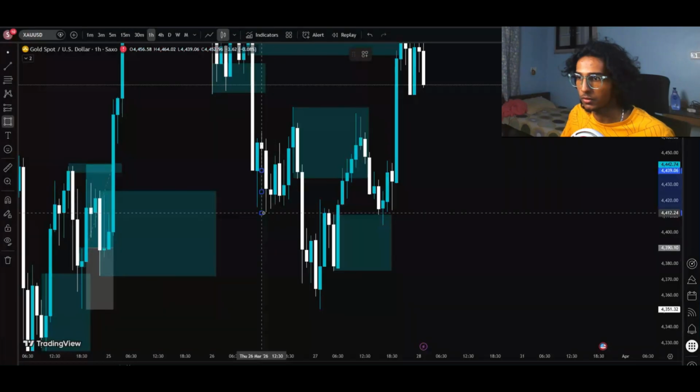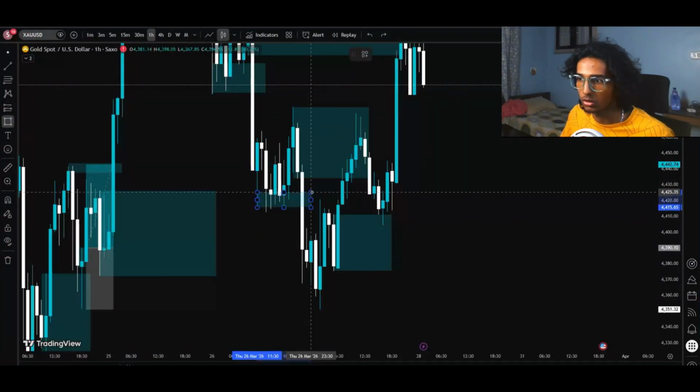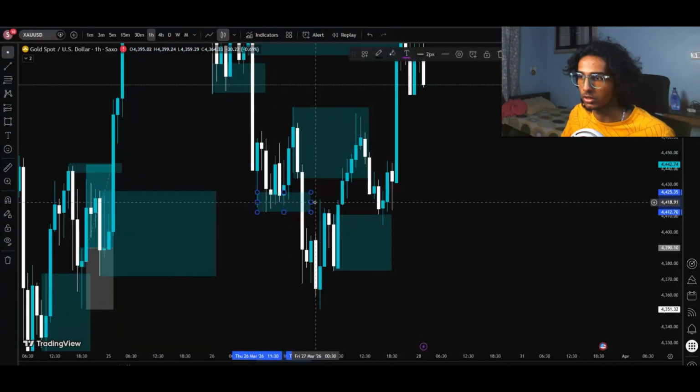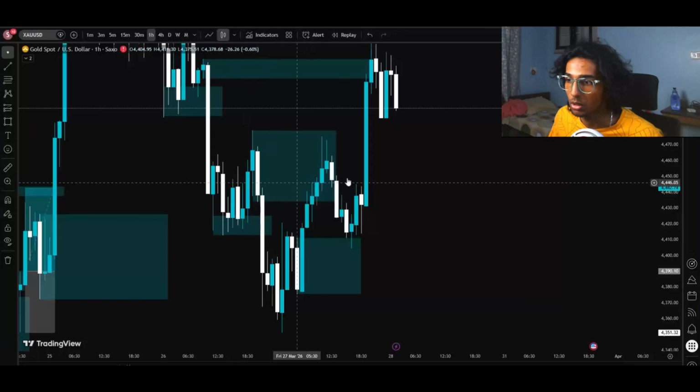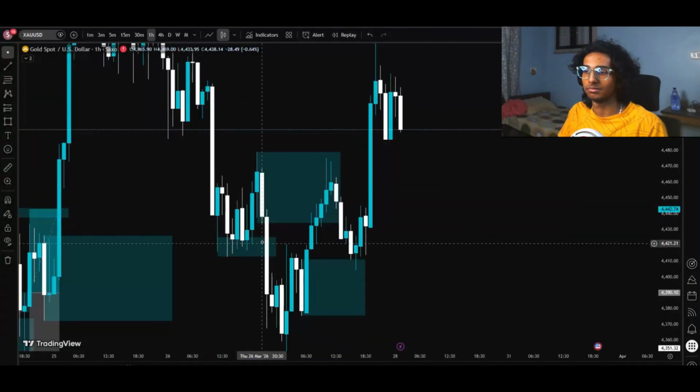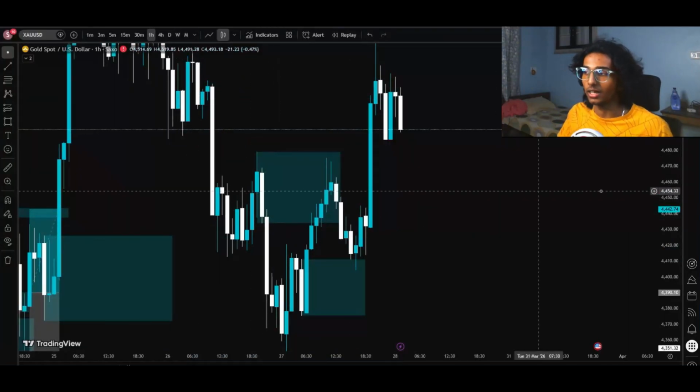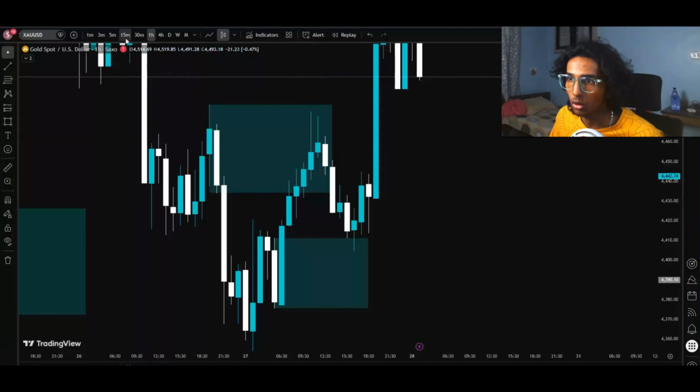This swing. The candle didn't close below the wick. So in this case here, over here, this was a breakout. Okay, good. Now, which will be the supply? This, obviously, right?